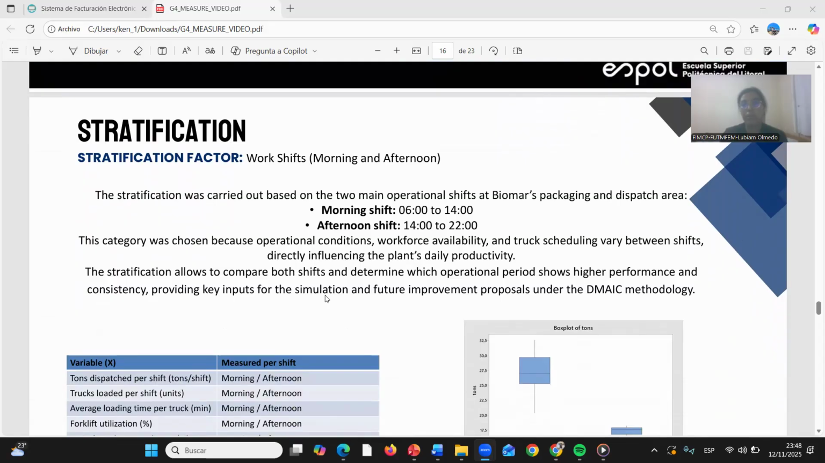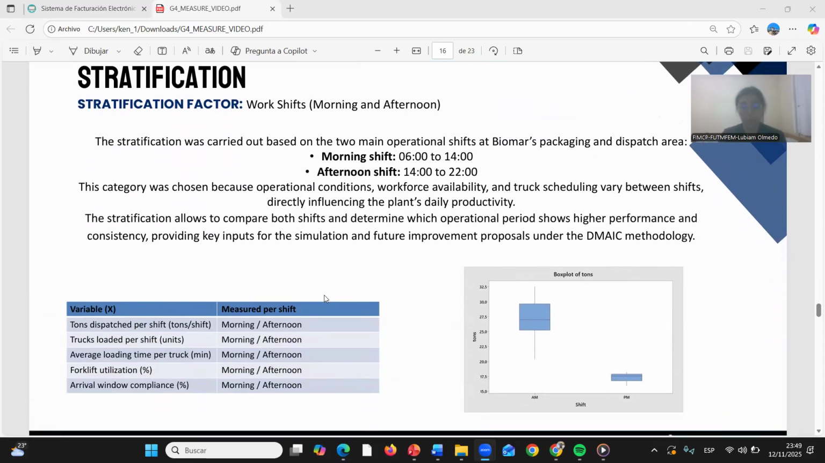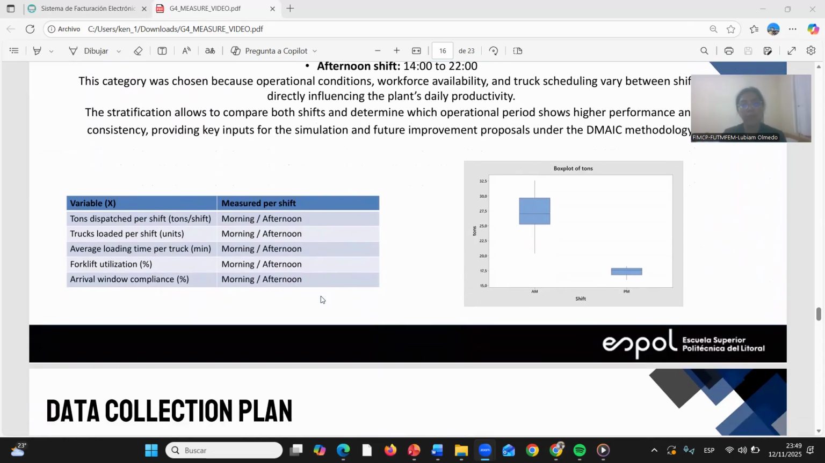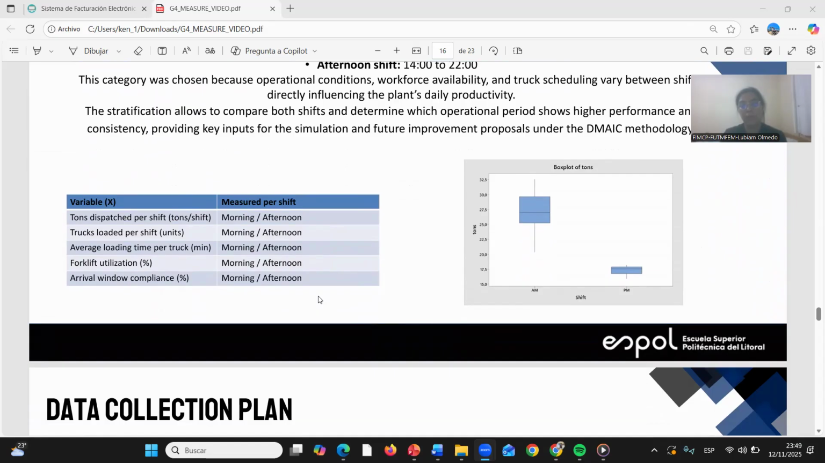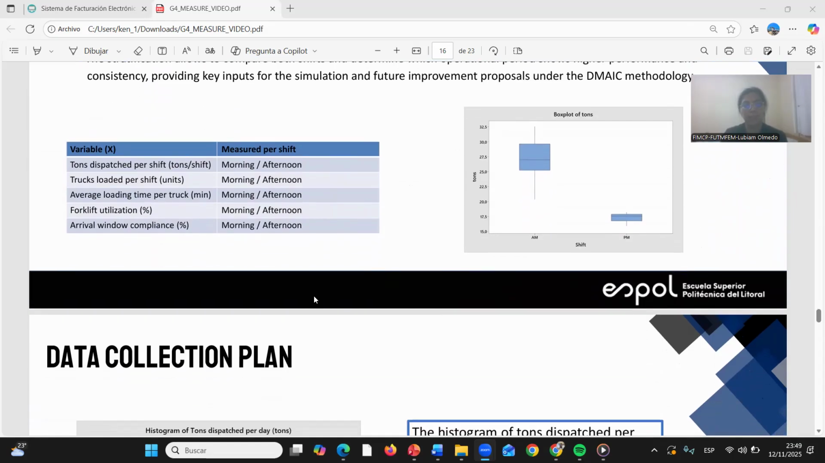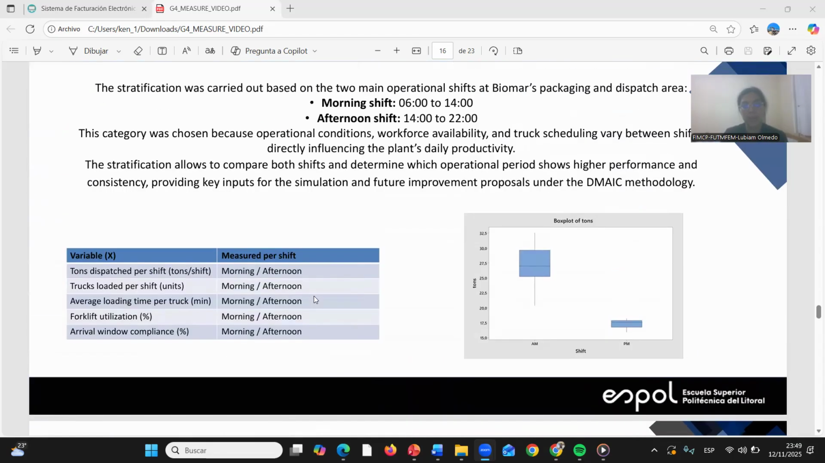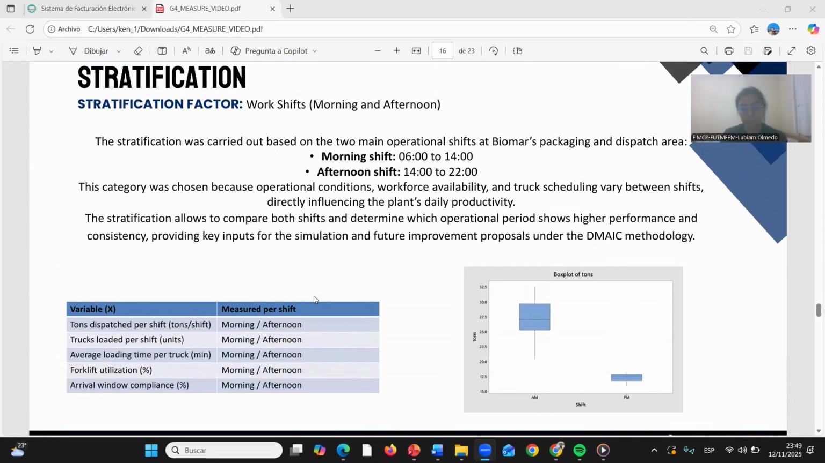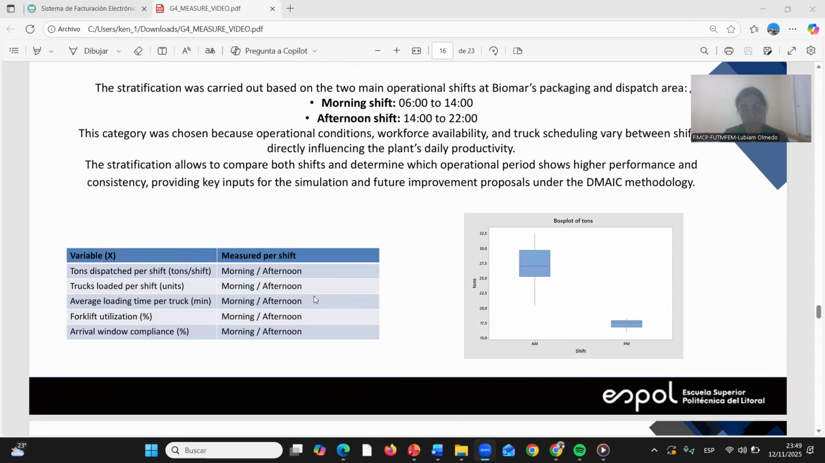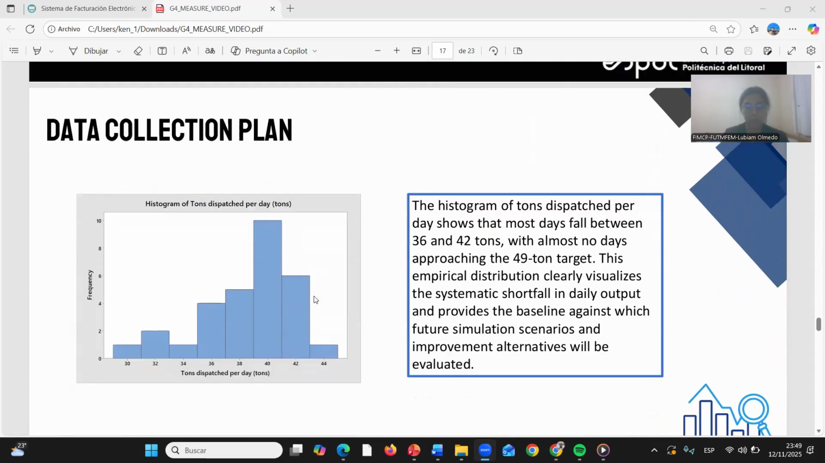To break down the variability, we stratified the data by shift: the morning shift from 6 to 14 and the afternoon shift from 14 to 22. Conditions show that the staffing levels and truck schedule differences between shifts have a direct influence on daily productivity. For each shift, we measure each variable: the tons per shift, the number of trucks loaded, the average loading time per truck, forklift utilization, and arrival compliance.